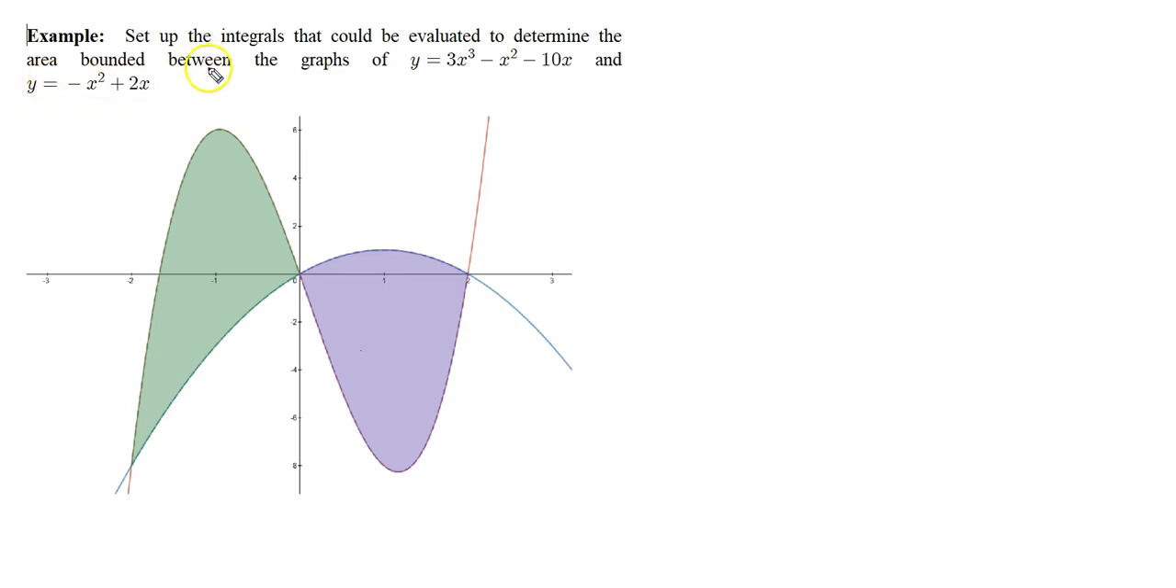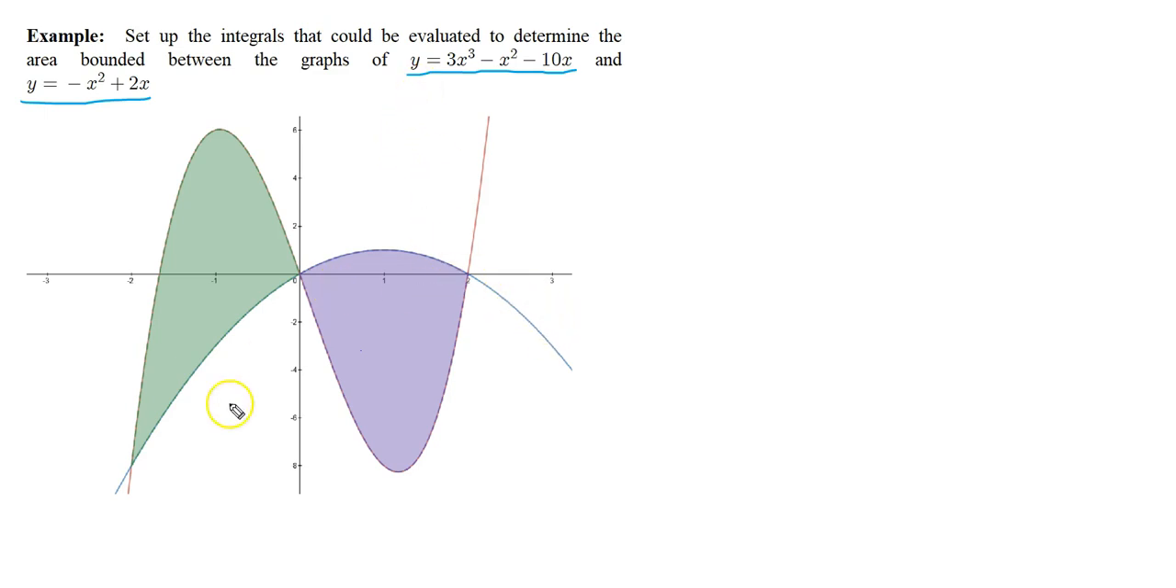And let's take a look at one more example here. So for this problem, we want to set up the integrals that could be evaluated to determine the area bounded between the graphs of this function and this function. So the first thing to do once again is to graph the equations to get an idea of the regions that you're trying to find.